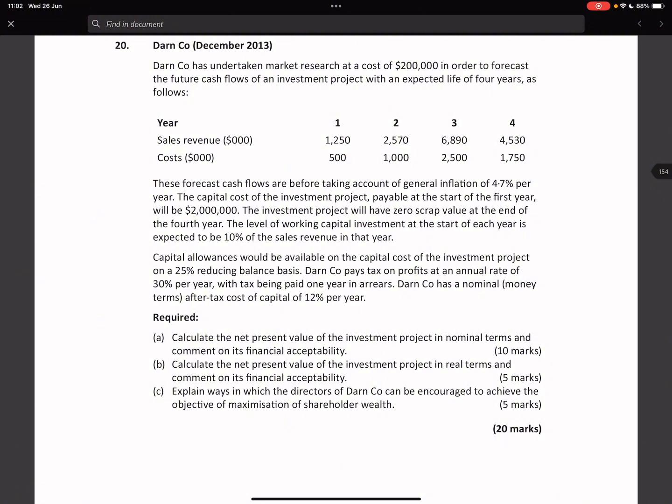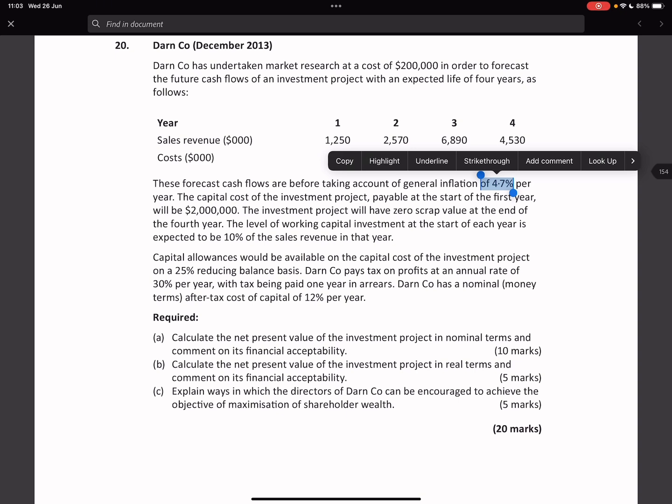Danko has undertaken market research at a cost of 200,000 in order to forecast the future cash flows of an investment project with an expected life of 4 years. The cash flows are given just under, the sales revenue and the cost values are also given. And it says these forecast cash flows are before taking account of general inflation of 4.7, so we've been given the inflation rate. The capital cost of the investment project payable at the start of the first year will be $2 million.